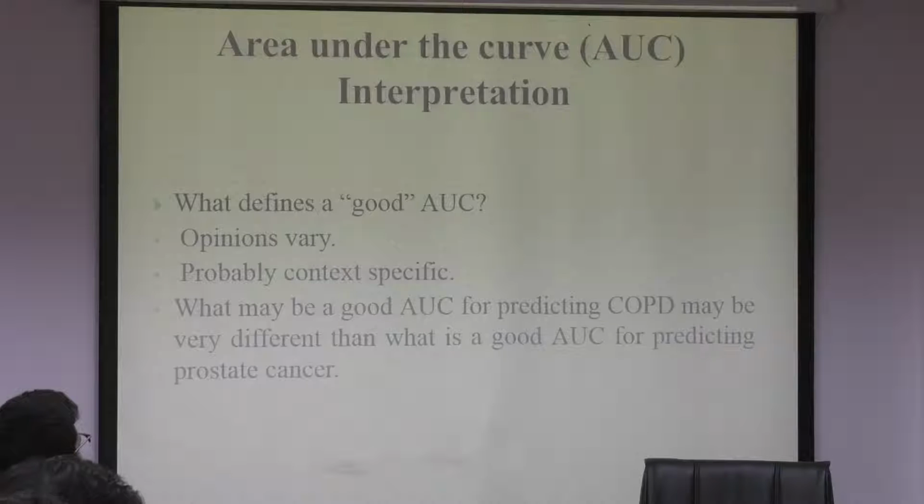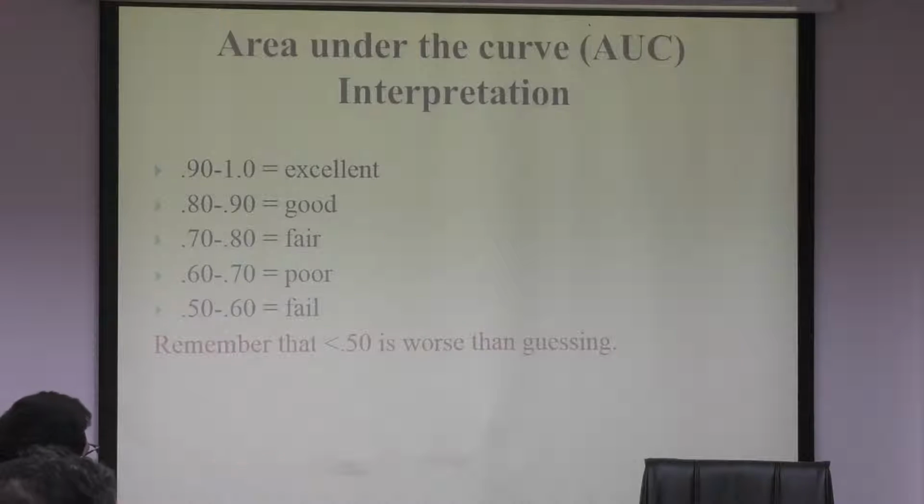So what defines a good area under the curve? Opinions vary, probably context specific, and this is what we just discussed. What may be a good area under the curve for predicting COPD may be very different than what is good for predicting prostate cancer. Because what is the cost of missing a prostate cancer as compared to COPD, and all the clinical decisions that come into play. But in general, less than 0.5 is worse than guessing. You'd rather guess than do the test. 0.9 to 1 is excellent, 0.8 to 0.9 is good, 0.7 to 0.8 is fair, 0.6 to 0.7 is poor, 0.5 to 0.6 is fail.